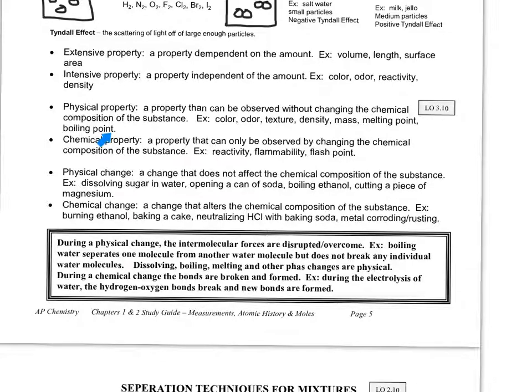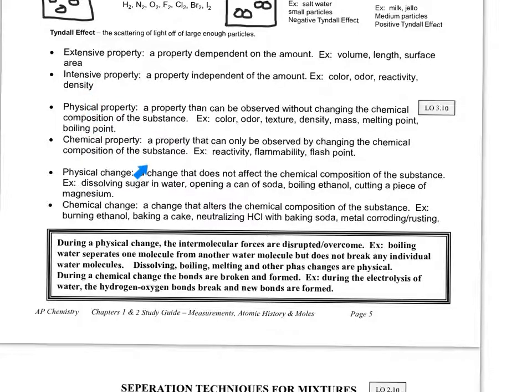Whereas a chemical property is a property that if I observe it, I'm going to change what the substance is. For example, if I observe that something's reactive, that means I've observed it react and it turned into something else. Or if I observe that it's flammable, that means it's burning, and because it's burning, it's turning into something else. Same thing with flash point. The flash point is the lowest temperature at which a substance can ignite. So if it's igniting, that means, again, it's burning and turning into something else.